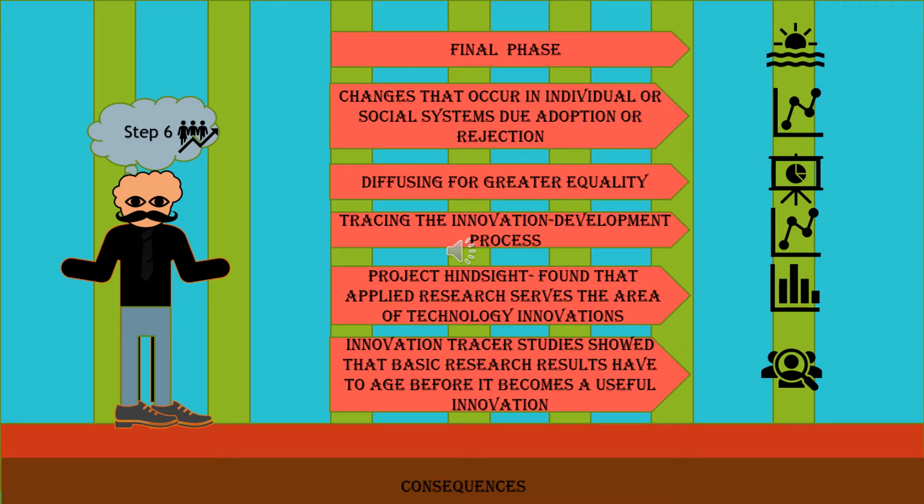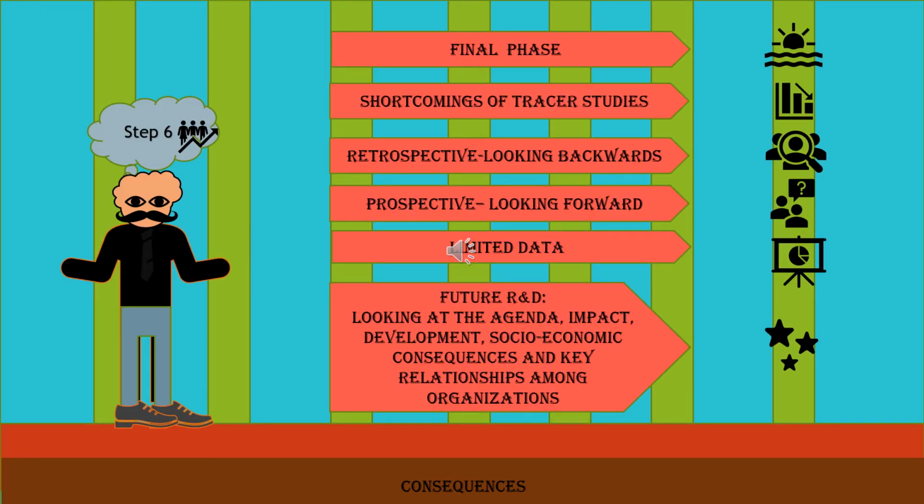A famous project that traced the innovation process is Project Hindsight, which found that applied science is better used to measure technology. Other innovation tracer projects found that basic scientific research results will have to age before use. The shortcomings of the tracer projects are that some only look backwards and others only forward. The data is also limited.